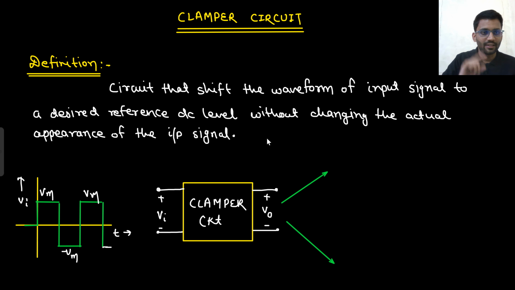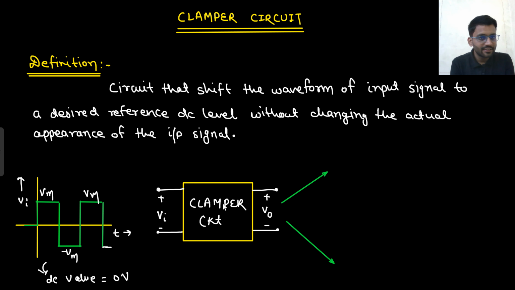Desired reference DC level, what do I mean by that? That I will explain, without changing the actual appearance of the input signal. Okay, so tell me the DC value of this one. Simple network analysis, if you have studied, what is the DC value of this waveform? That is 0 volt, right? DC value is 0 only. Now by using the clamper circuit, I can either shift it upward or shift it downward.